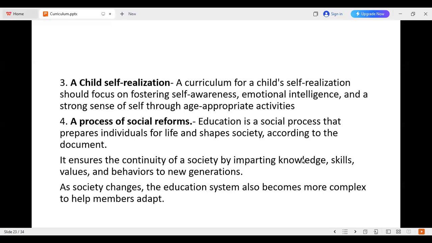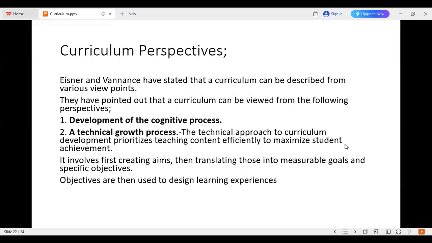Child self-realization is also a modern, new one. We can't only focus on the development of the cognitive process: memorizing facts, sending our children to tuition classes, additional classes, extra classes, and preparing them for the examination and training the children to get 9 A's, 3 A's. That is the cognitive process. We need that also, but we can't limit our education only to the cognitive process.